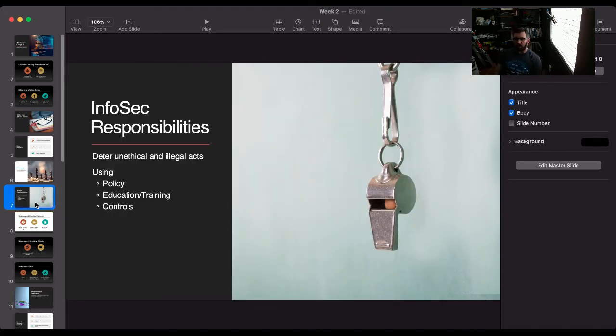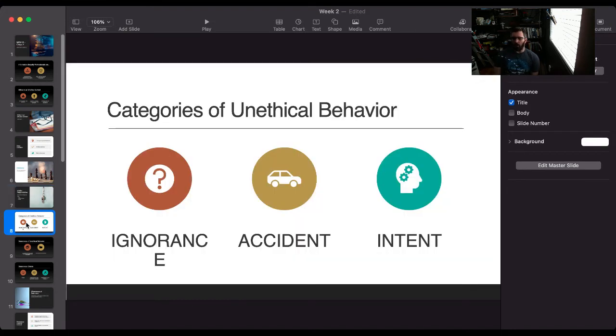Information security responsibilities. Their responsibility is to deter people from committing unethical and illegal acts. And they do this with policy. The policy needs to have teeth, so punishment associated with the policy, education, training, and awareness, and then the proper controls in place. Okay? So what are the categories of unethical behavior? There can be ignorance, accidental, or intent.